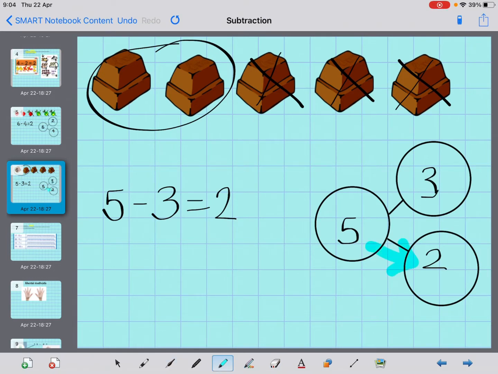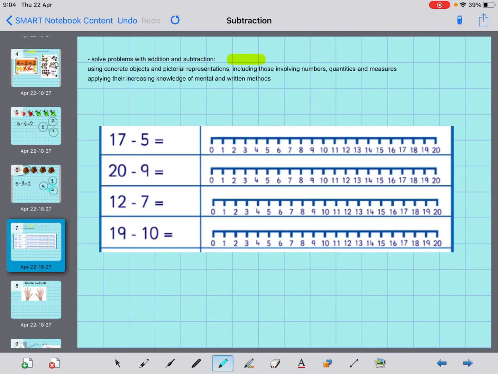And 5 take away 2 equals 3. Once the children have really grasped the concept of using objects and using pictures and understanding how to subtract and how to write these number sentences on their own, and they understand that the answer gets smaller, we can then look to using a number line to help us with our subtraction.